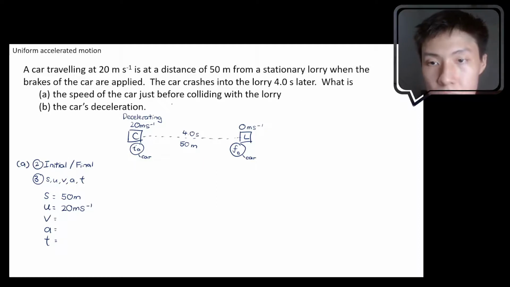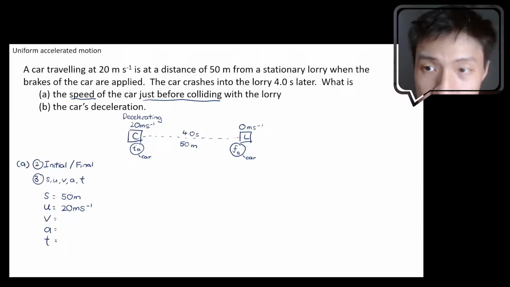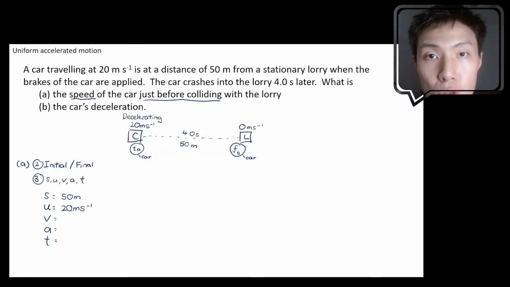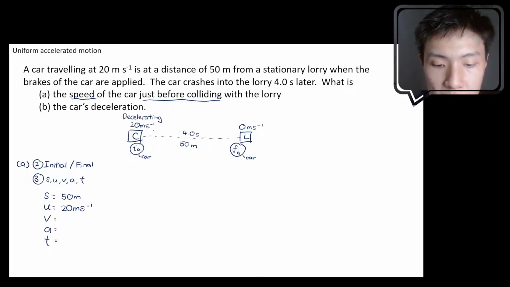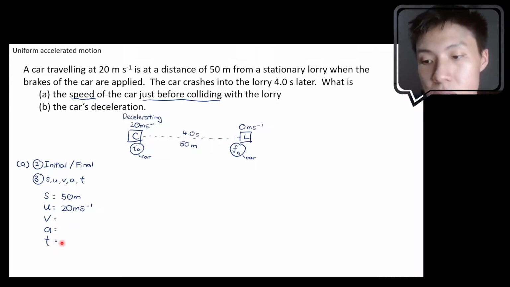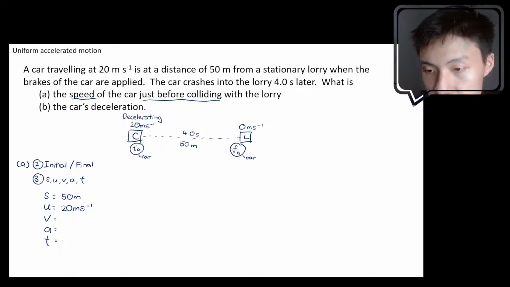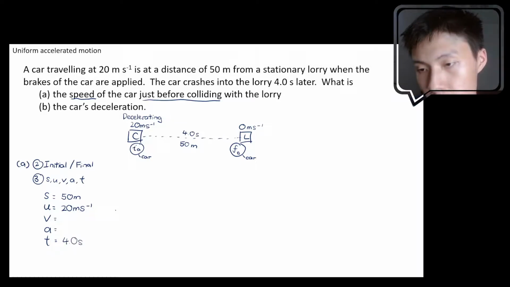The final velocity, well, they are asking for it, the speed just before colliding. So keep it blank. Then the acceleration, what should you write? Well, the person is stepping on the brake, so you know it's decelerating, but you don't know exactly how much it is. So you leave it blank as well. Then how much time? It takes 4 seconds for it to travel from its initial position until it collides with the lorry. So the time duration should be 4 seconds. That's all that we know about the situation. We have filled in all our SUVAT.